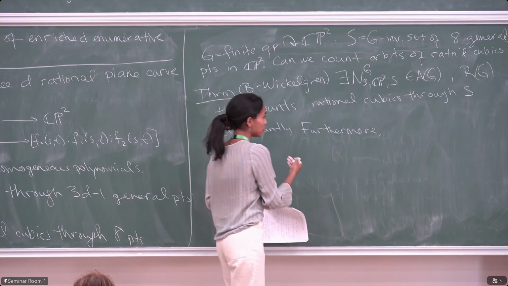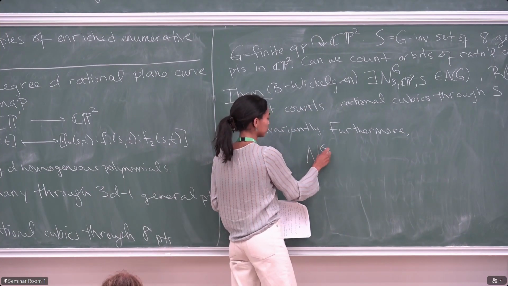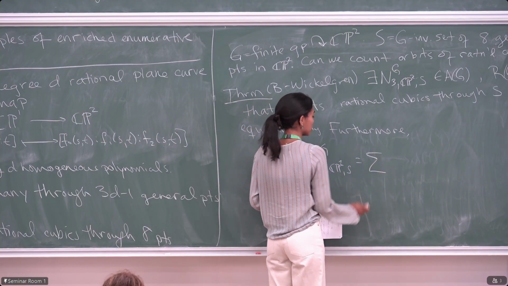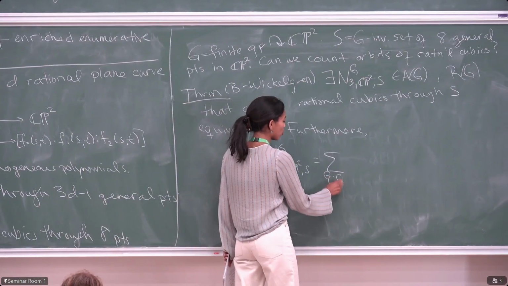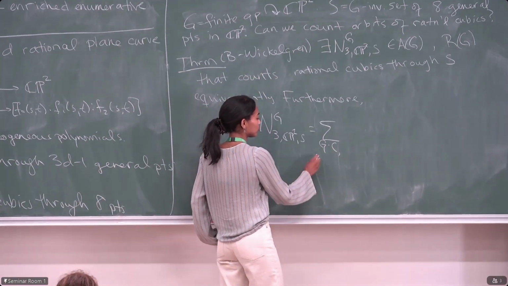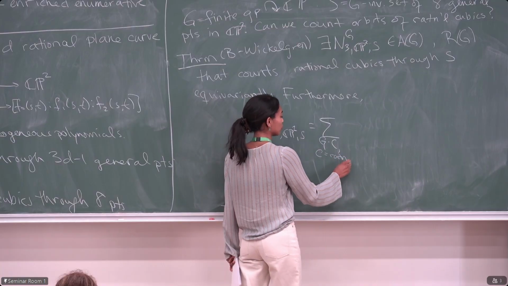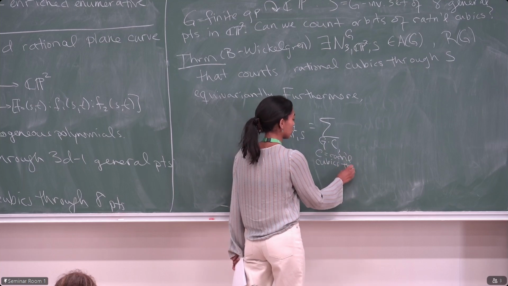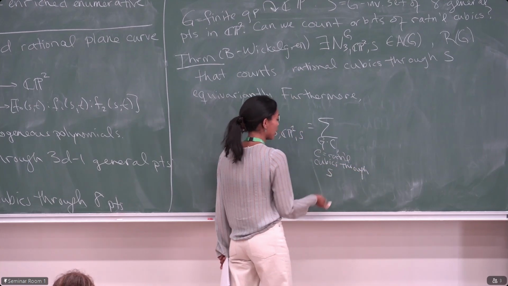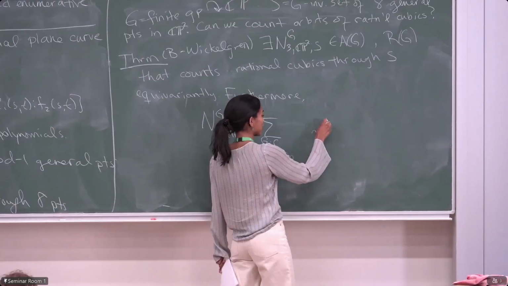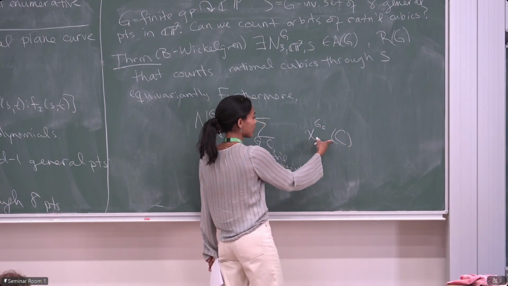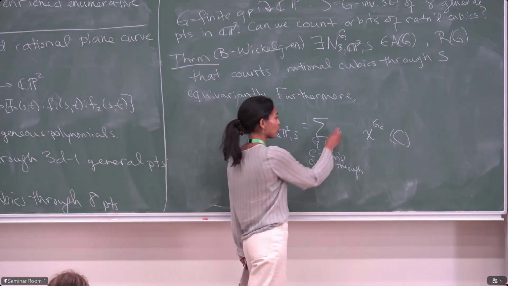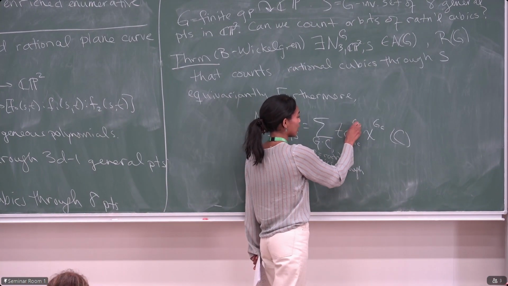Furthermore, I can tell you exactly what it is. It's equal to a sum over orbits of rational cubics through S, and I want to take the Euler characteristic of a rational cubic, equivariant with respect to its own stabilizer group. I only want to count one for every orbit, and I want to take the transfer up to the whole group.